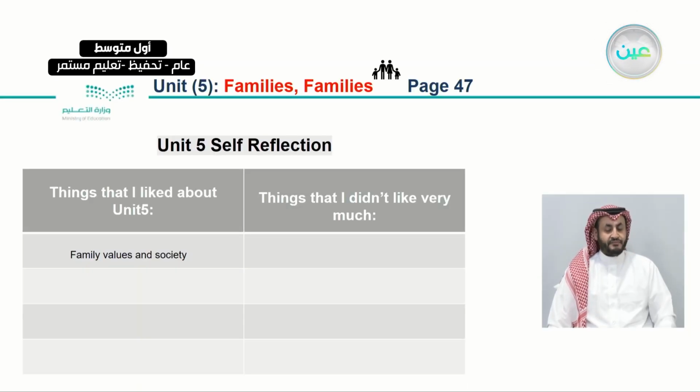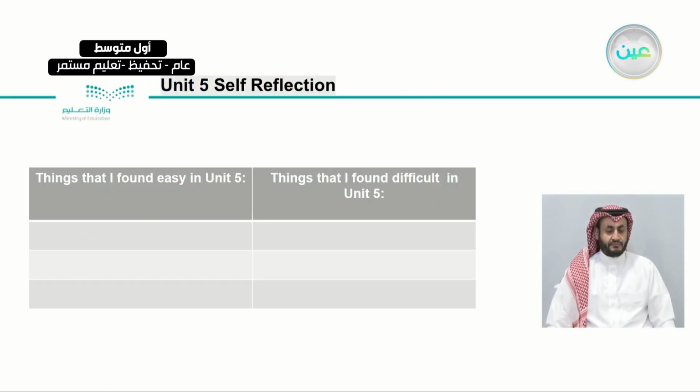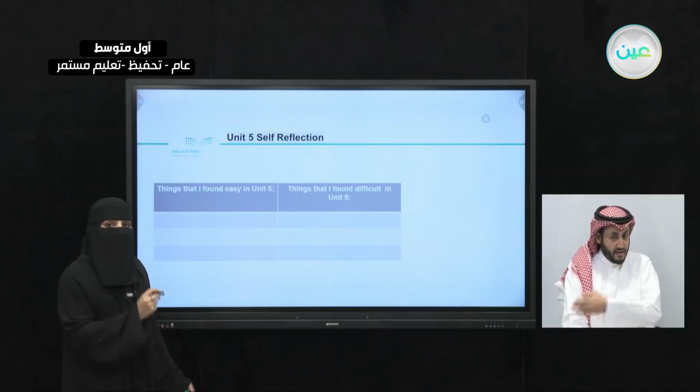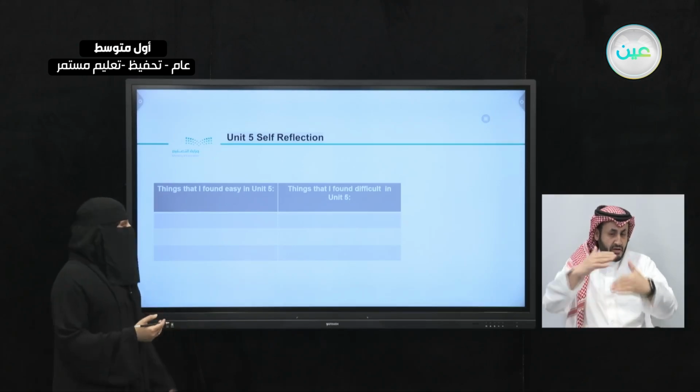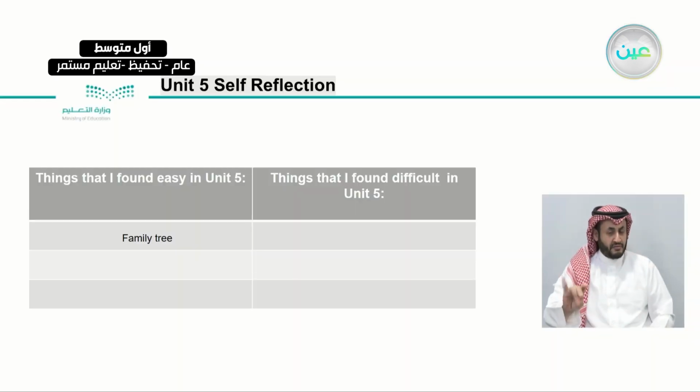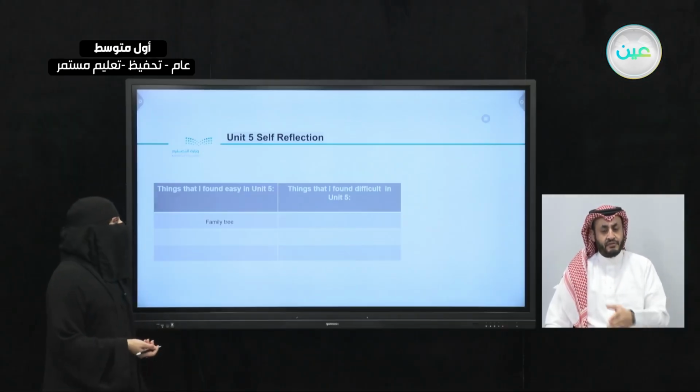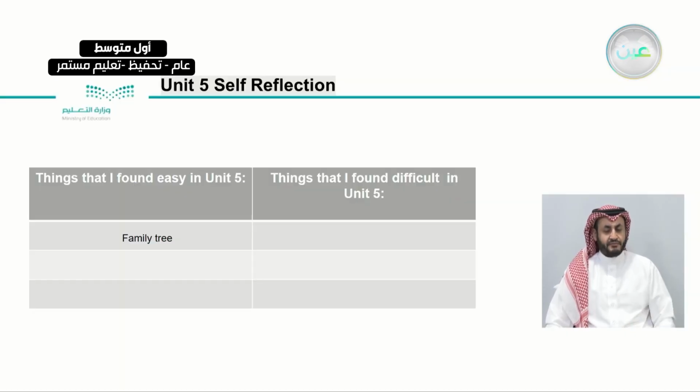You can write down. Also in here, things that I found easy in Unit 5, things that I found difficult in Unit 5. This section will help you to maybe see where you are in English language. Basically, things that I found easy is family tree. It was easy for me to create my own family tree. How about you? Was it fun? How about things that you find difficult or challenging?